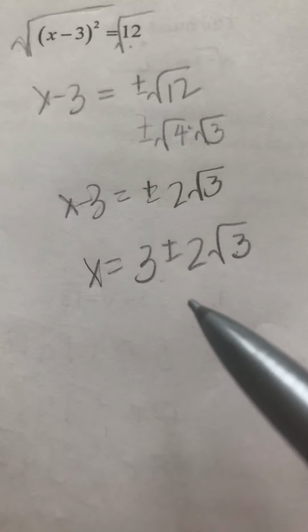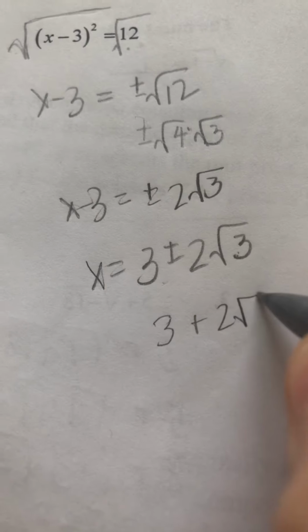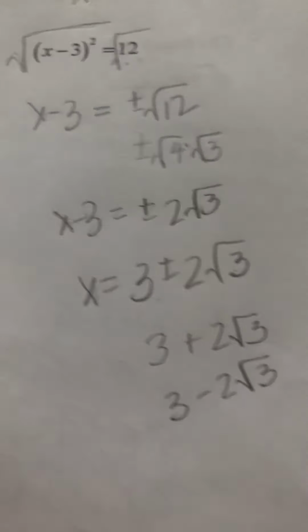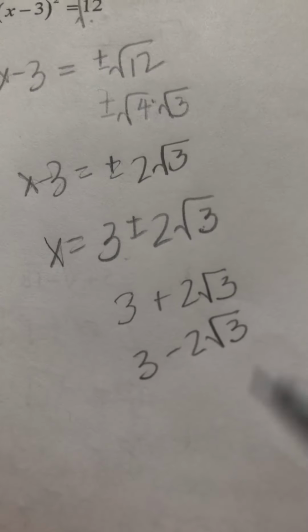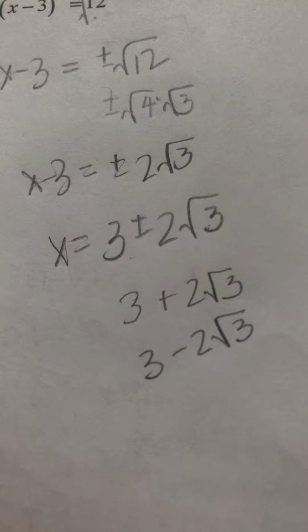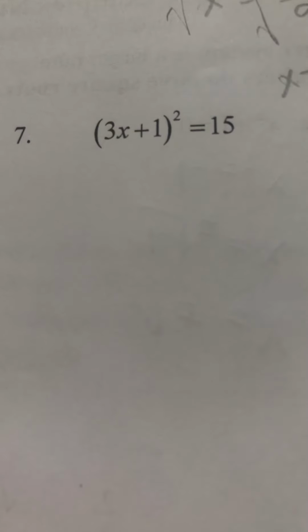Remember, this represents two answers, 3 plus 2 root 3 and 3 minus 2 root 3, which if you type those into the calculator, you can get some decimal estimates. You'll notice that they're two distinctly different numbers. And then the next one. It has the quantity squared isolated.